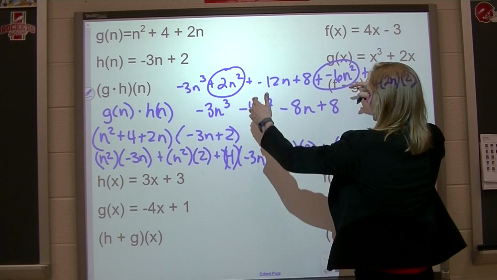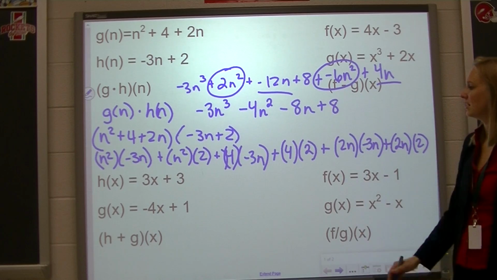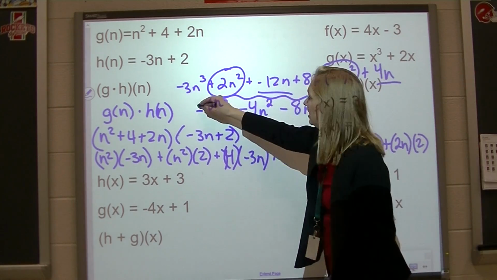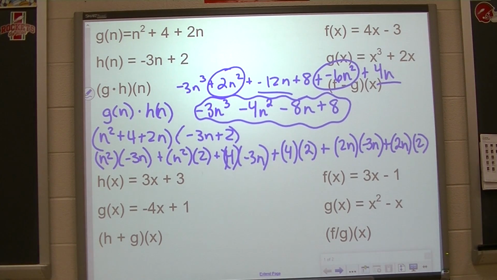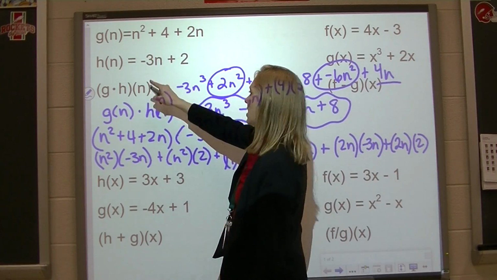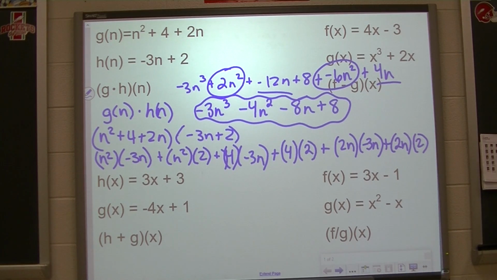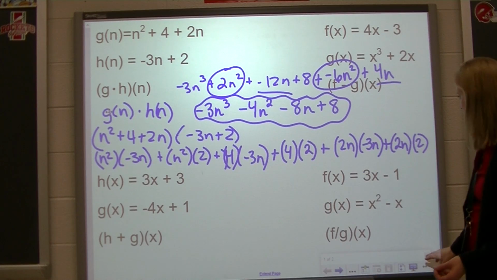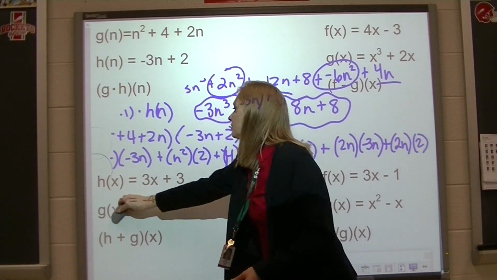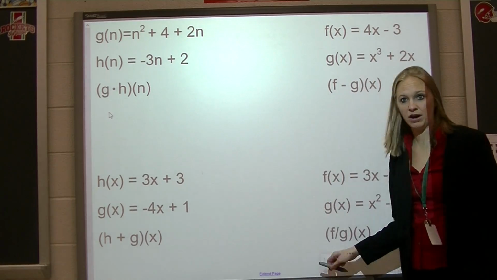Okay, so there's my like terms there. Here's my negative 12n and positive 4n, leaving me with negative 8n, and then I bring down my plus 8. So g of n equals n squared plus 4 plus 2n times h of n, which is negative 3n plus 2 equals, so g times h of n equals negative 3n cubed minus 4n squared minus 8n plus 8. Okay, so we have that. Let me clear this. So that is essentially what this slide is all about, doing the operation.